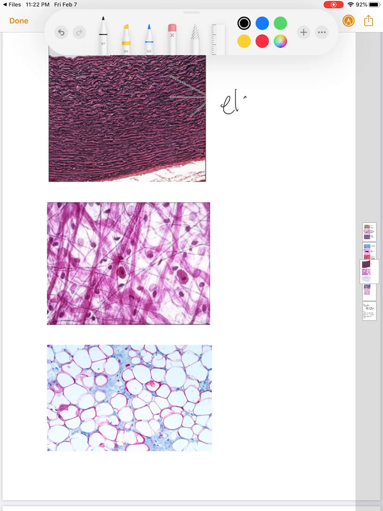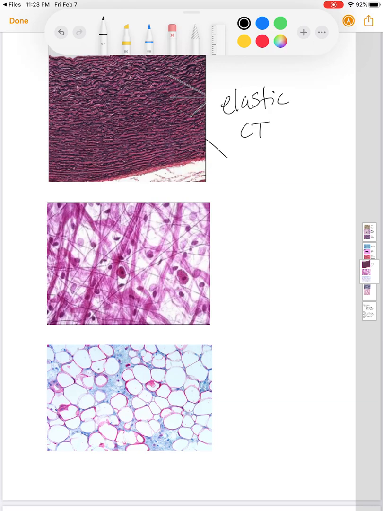Moving right along, we get to elastic connective tissue. Again, do not confuse elastic connective tissue with elastic cartilage. Those are two different tissues. So this tissue is actually found in some of your large blood vessels, like the large arteries that directly branch off of the heart. And you can see there are tons and tons of elastic fibers in this picture. Those dark purple lines are all elastic fibers.